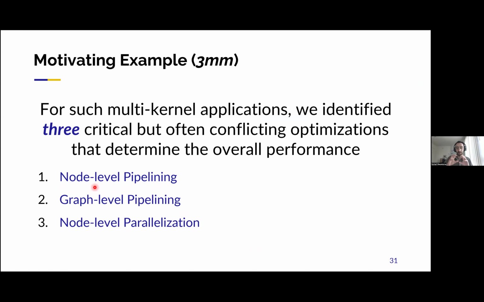So this means the pipelining within each node of the application. Graph level pipelining is the pipelining between the nodes. And then node level parallelization is the level of parallelism within each node.